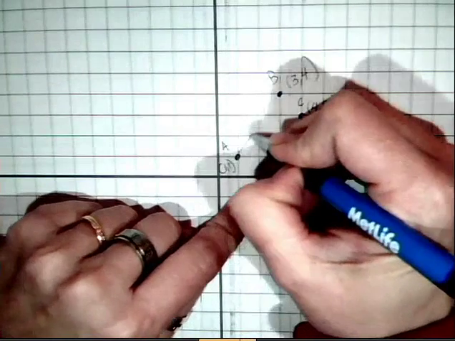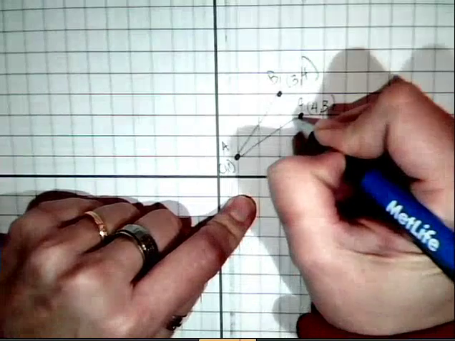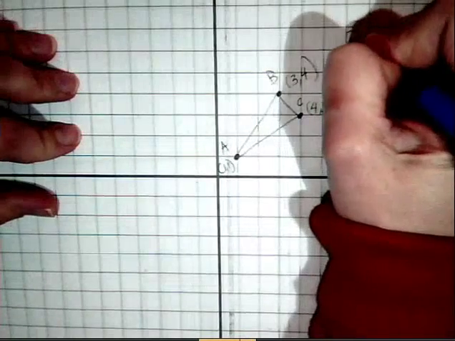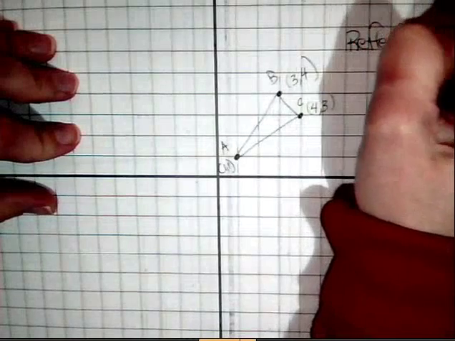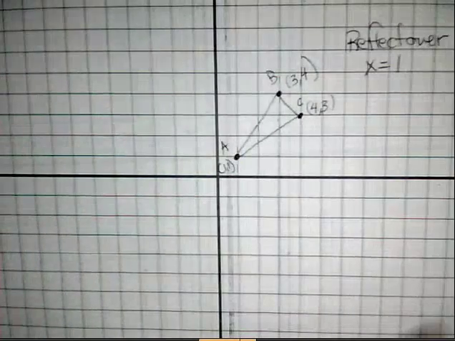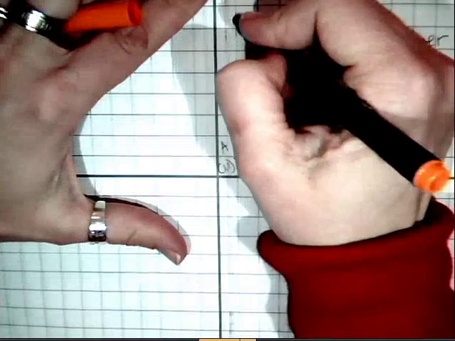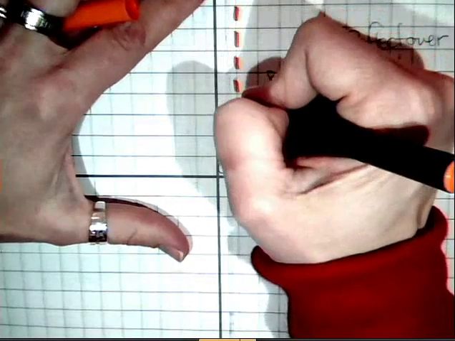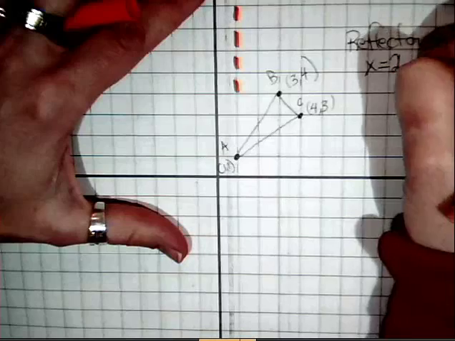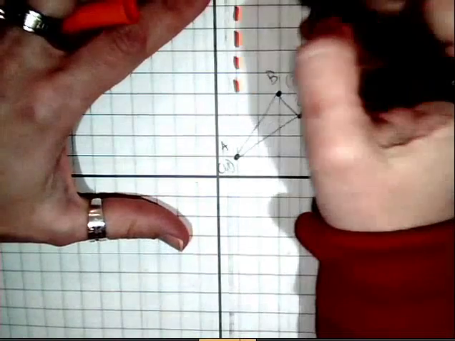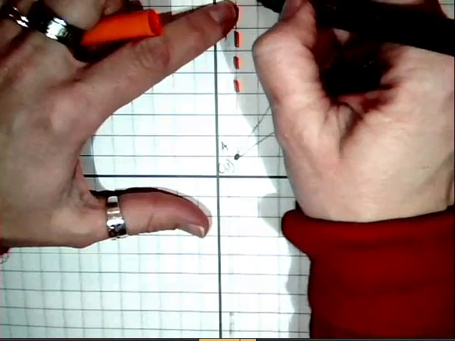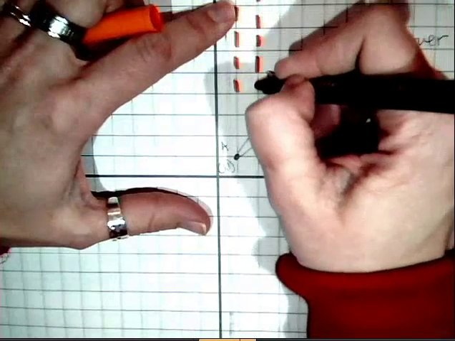So I have this little triangle. And this time I'm going to reflect it over the line x equals 1. x equals 1 is going to be a vertical line, so I'm going to put it in here. Actually, let's make it x equals 2. So let's do x equals 2. Pretend like that isn't there. So here's my x equals 2.